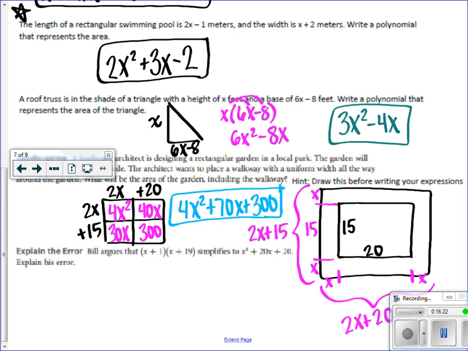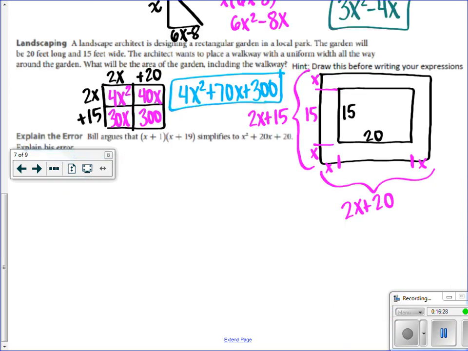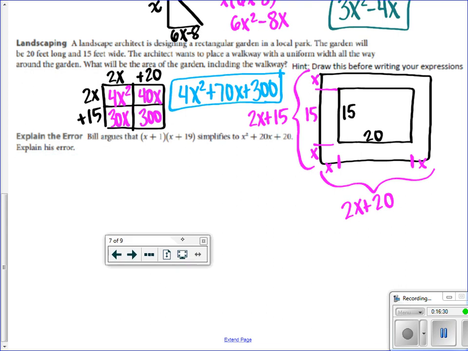Okay, wait, one last question. Last question. Can anyone tell, just by glancing, Bill made an error. I want you to start noticing something. Can anyone tell right away what the error is? Yes, ma'am.